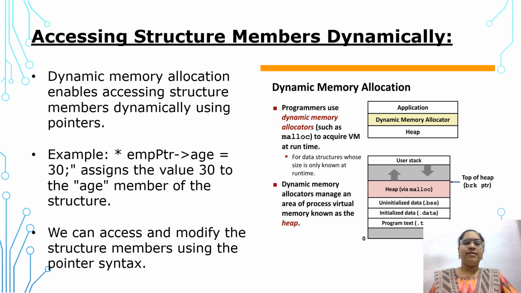Next, accessing structure members dynamically. Dynamic memory allocation enables accessing structure members dynamically using pointers, and programmers use dynamic memory allocation to acquire value or data at runtime. If you look at the example, (*empptr).age equals 30, which means the value 30 is assigned to the age member of the structure. We can access and modify structure members using pointer syntax.